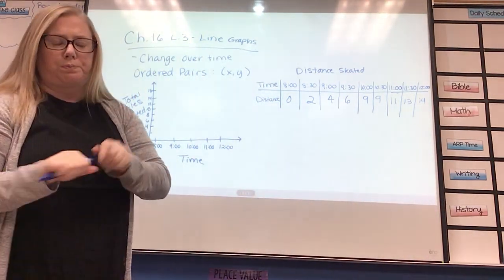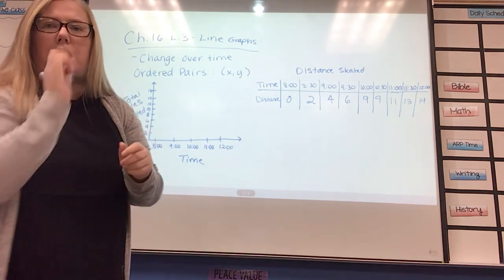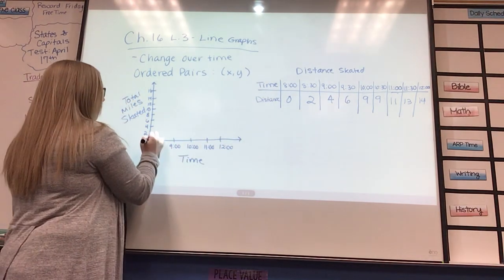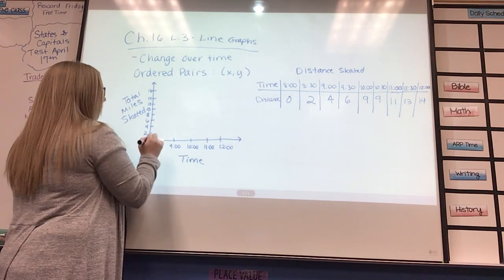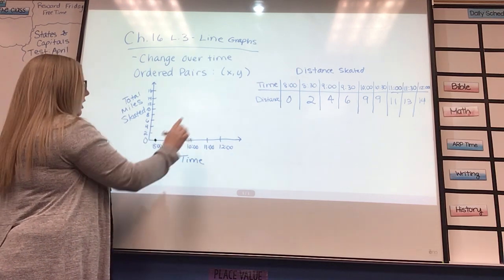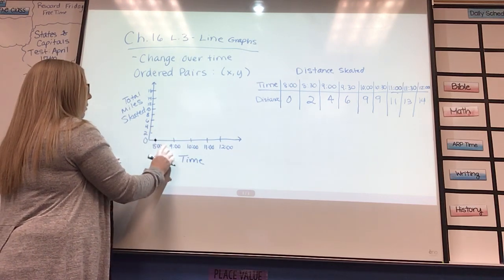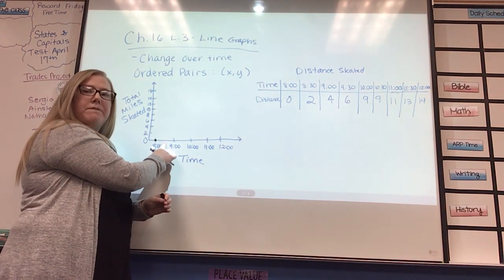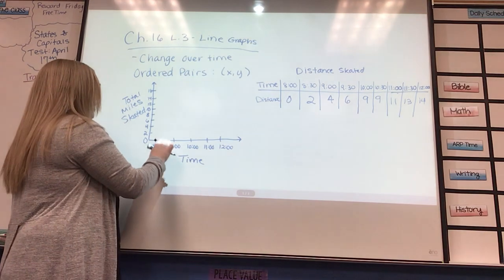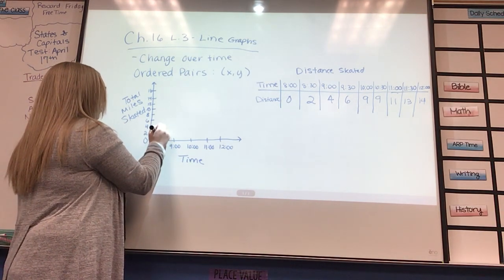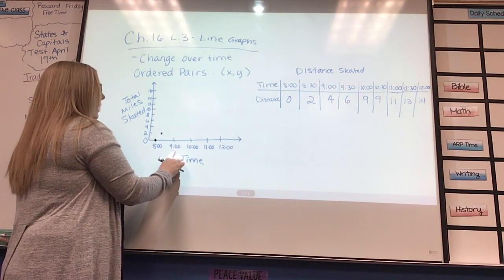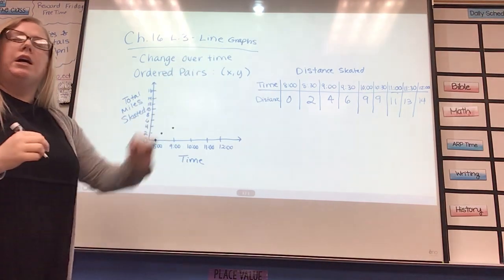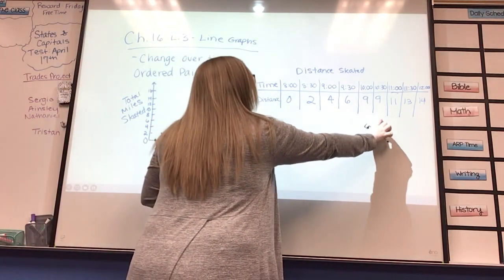So now I'm going to use a different color, and I'm going to label the points. So I'm going to start with the first one. 8 is 0, so it goes right here. Okay, 8:30 is 2. So I'm going to go kind of in between 8 and 9, but not all the way in the middle, because in the middle would be 8:50, and I want 8:30, so I'm going to kind of go here and go up to 2. Okay, 9 is 4, so I'm going to go up to 4, and I'm going to keep going until I have all of these ordered pairs lined up.